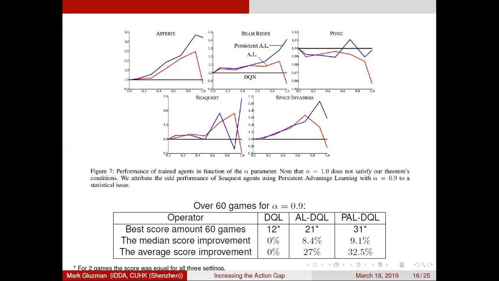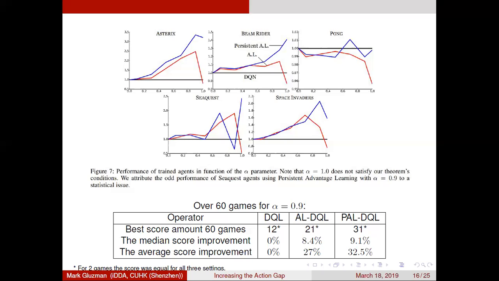On the other hand, if this is the average, there exists some curve where you can get even better than this. So this is what they did. Okay, so that's for one operator, one fixed alpha. Then they fixed, so these are the five curves.